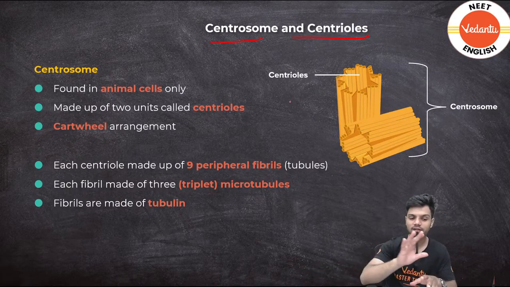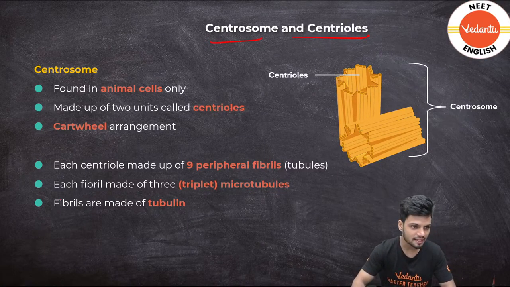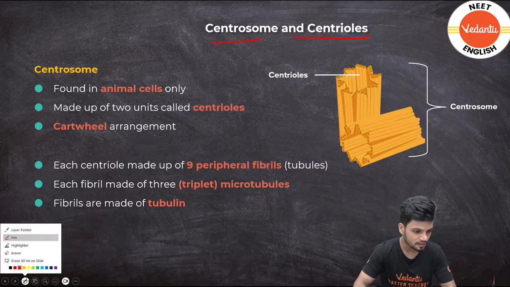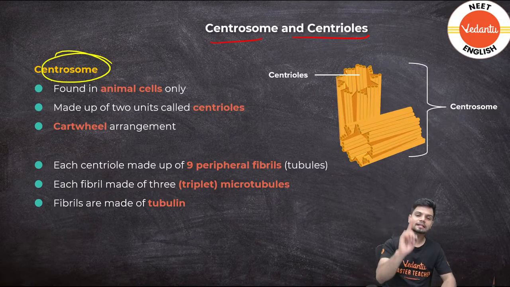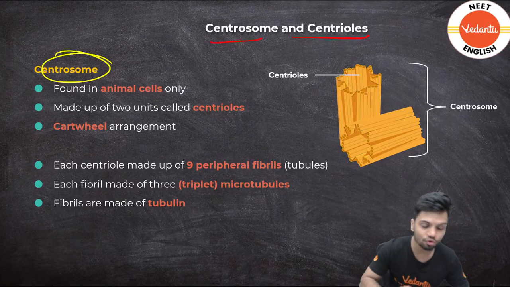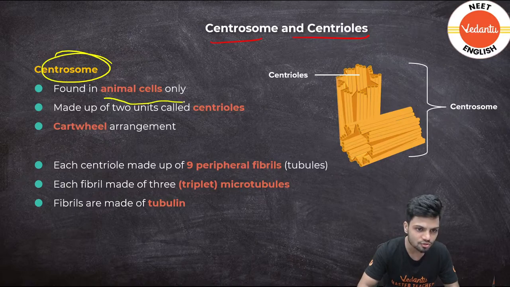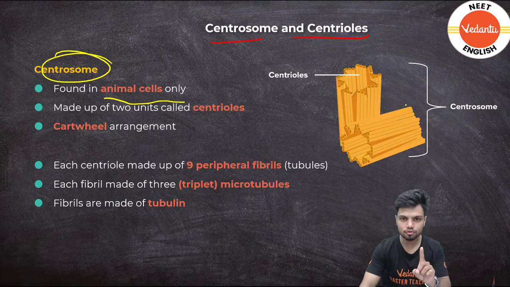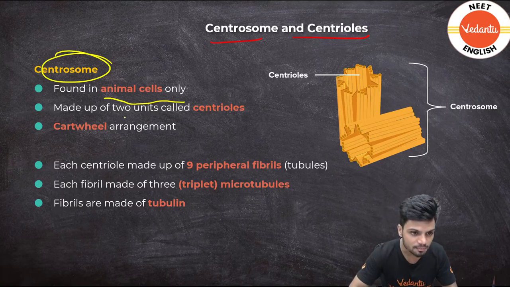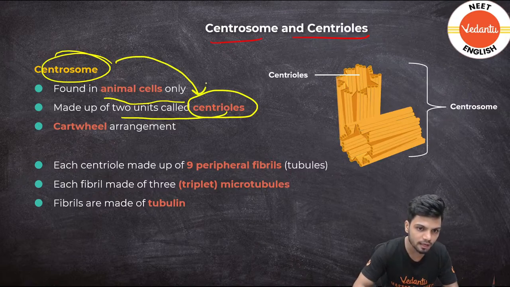From here onwards, it's going to be a little bit of printed notes. Now, what is a centrosome? Listen to me very carefully. First of all, the centrosome is found only in the case of animals. And it is made up of two units. So, one centrosome is made up of how many units? It is made up of two different centrioles.